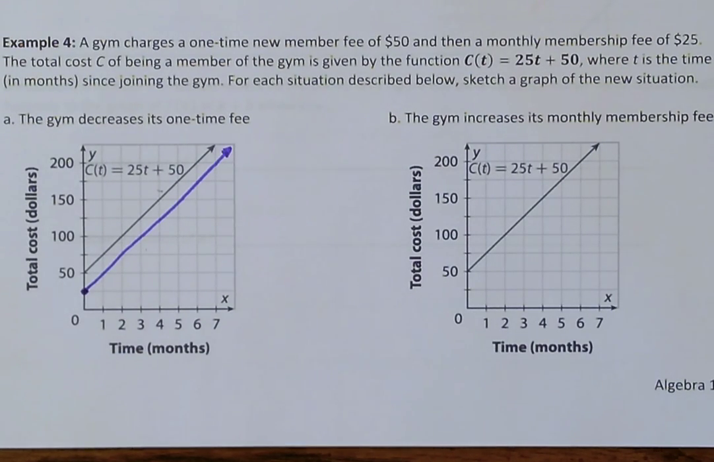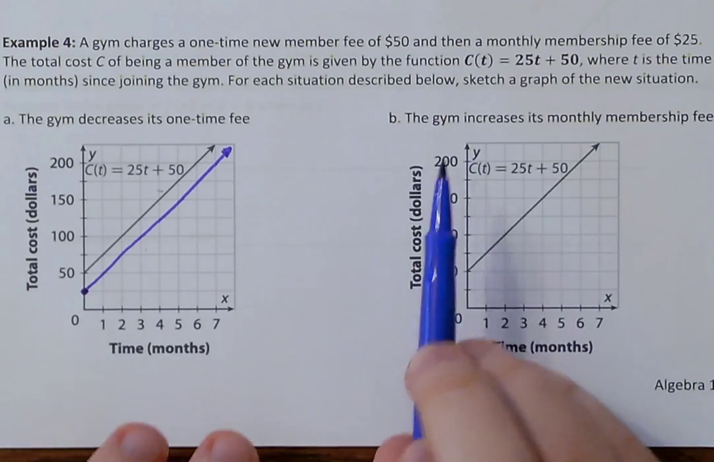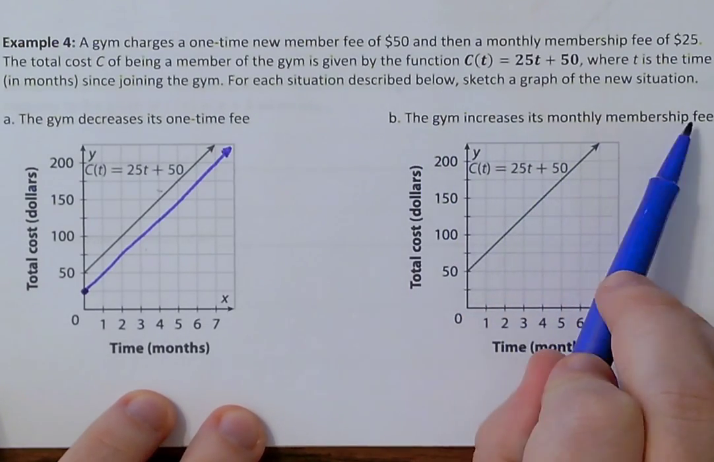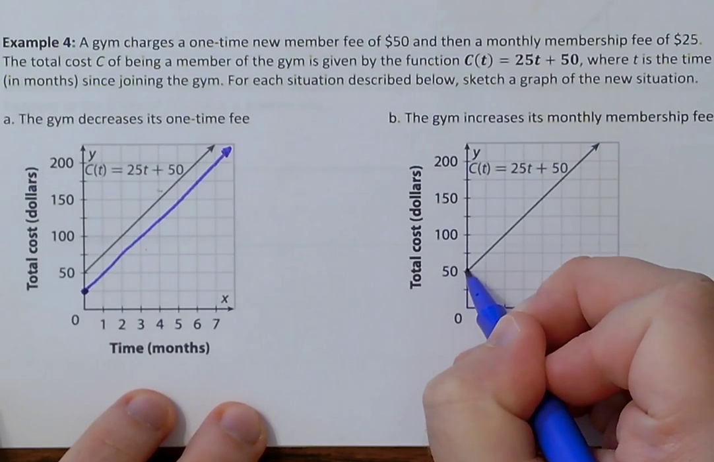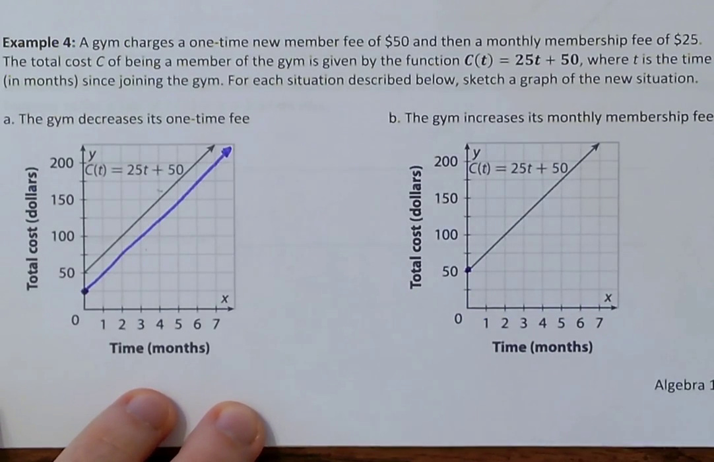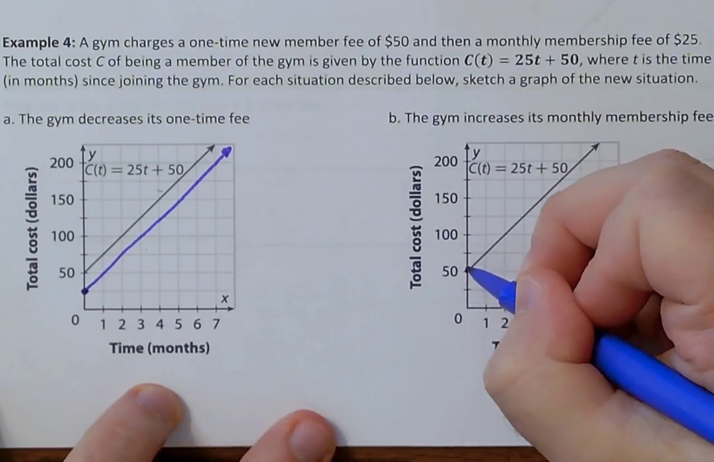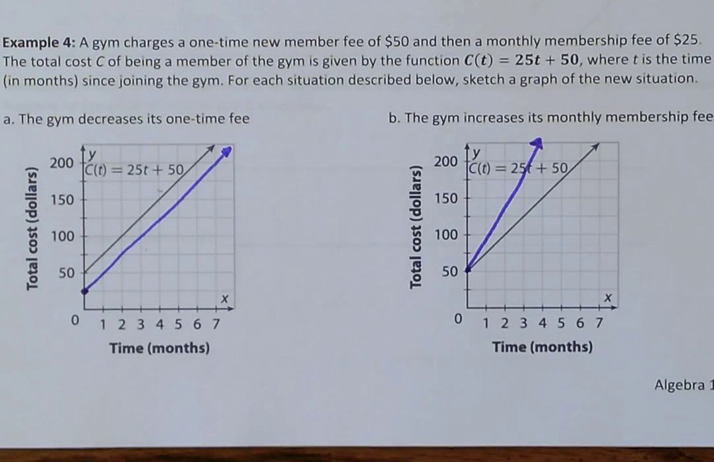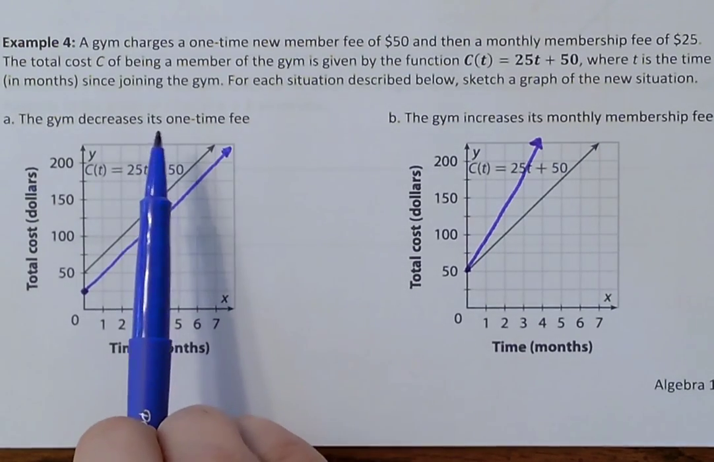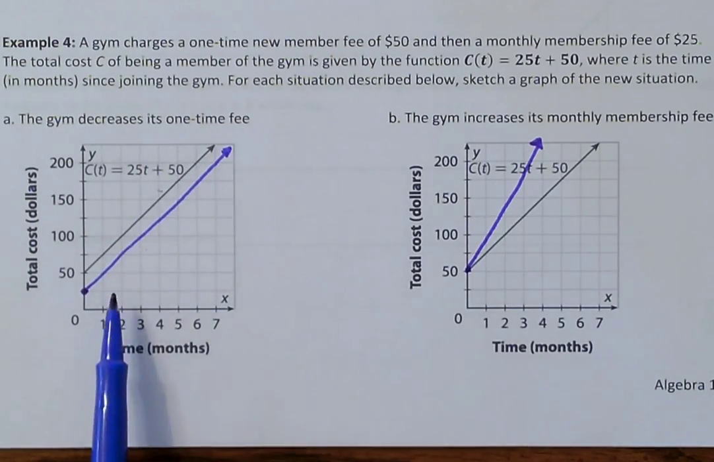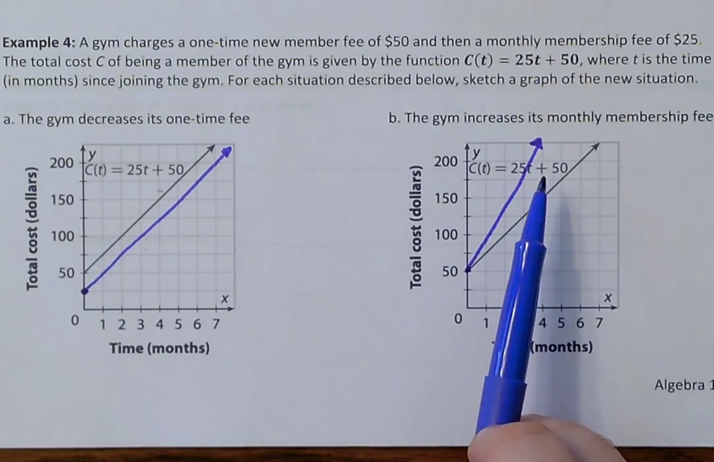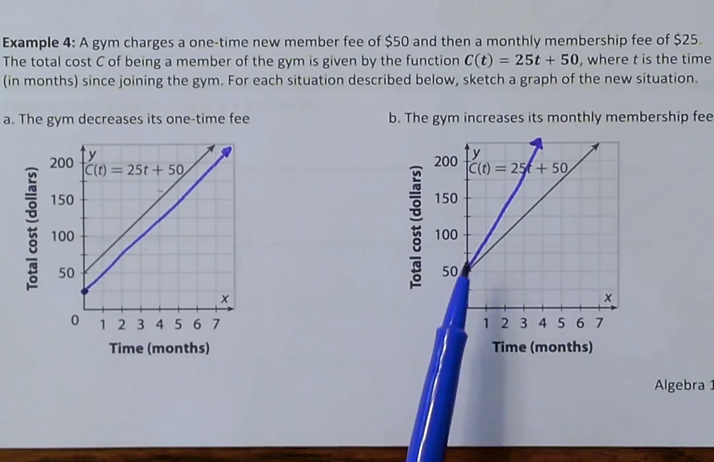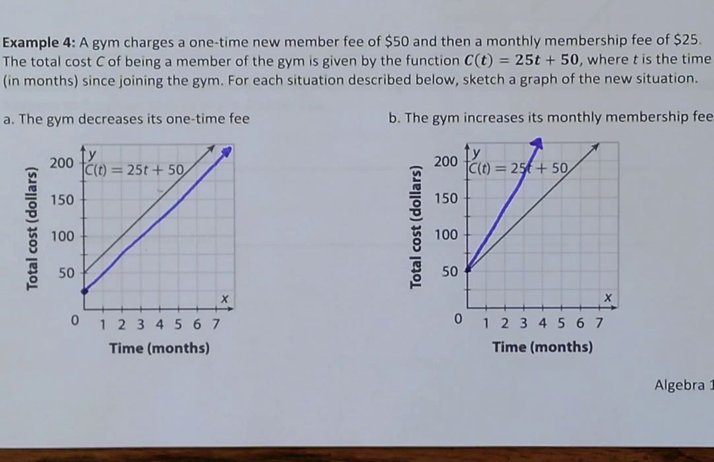Now, for part B, it talks about if the gym increases its monthly membership fee, we still start at 50, but if we're increasing the membership fee, that means my graph has a steeper slope, and it would look something like that. So if we're decreasing a one-time fee, the graph just shifts down. If we're increasing the monthly fee, that means it starts at the same point, but it's increasing more rapidly.